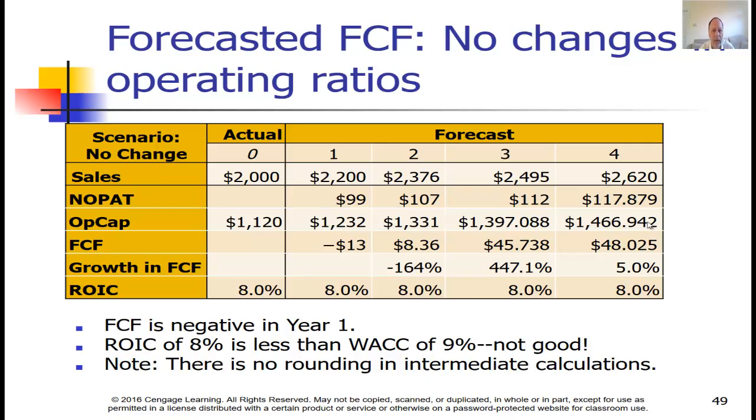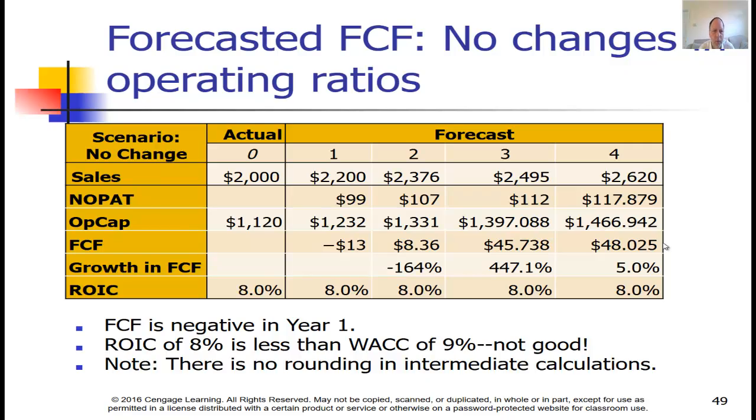Operating capital is 56% of sales, so 2,000 times 0.56 gives 1,120. 56% of 2,200 gives us 1,232. 56% of this gives this, 56% of this gives that, etc.